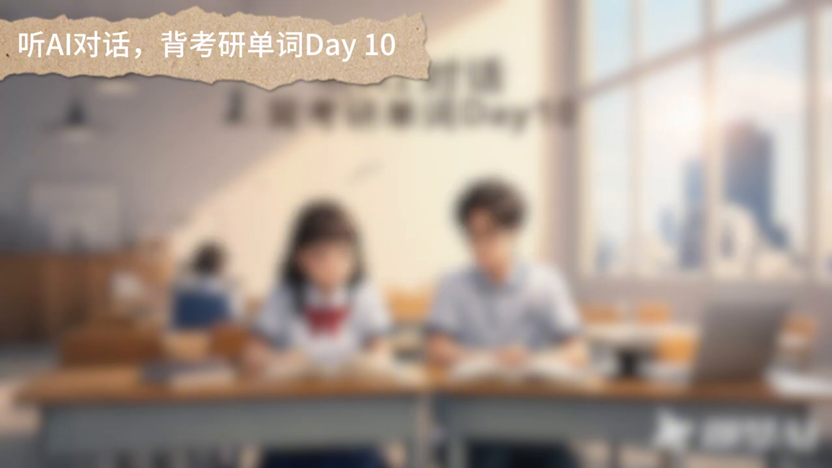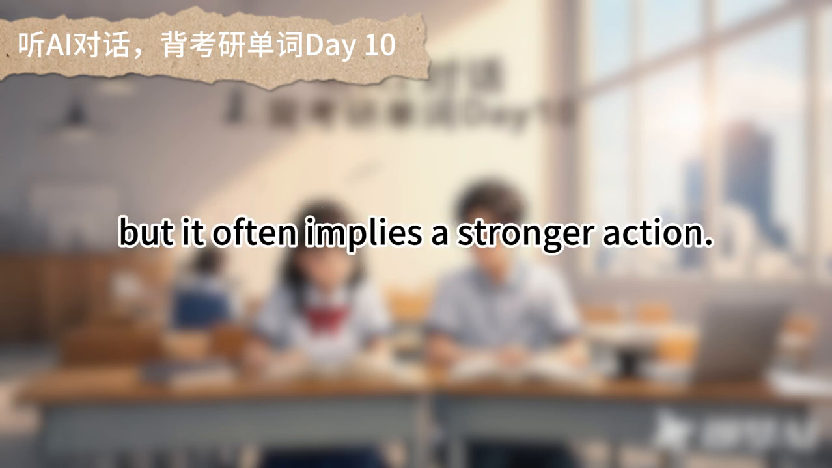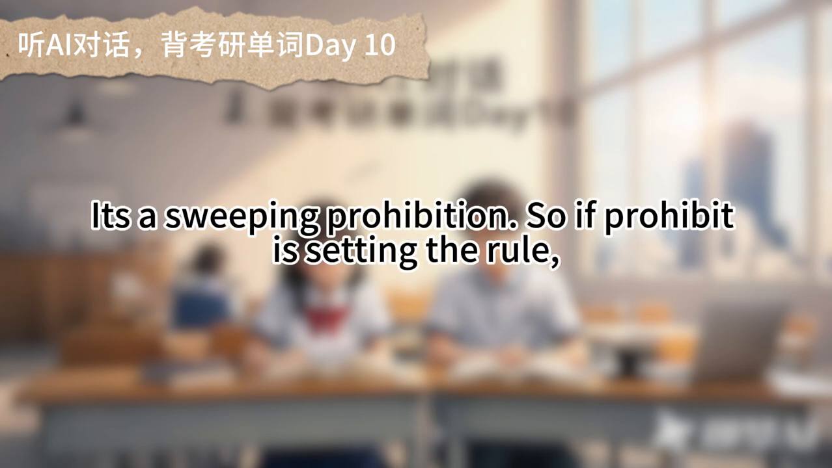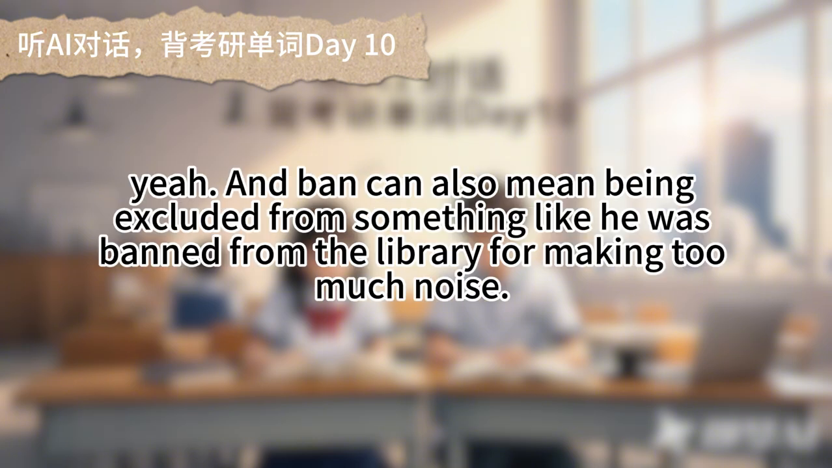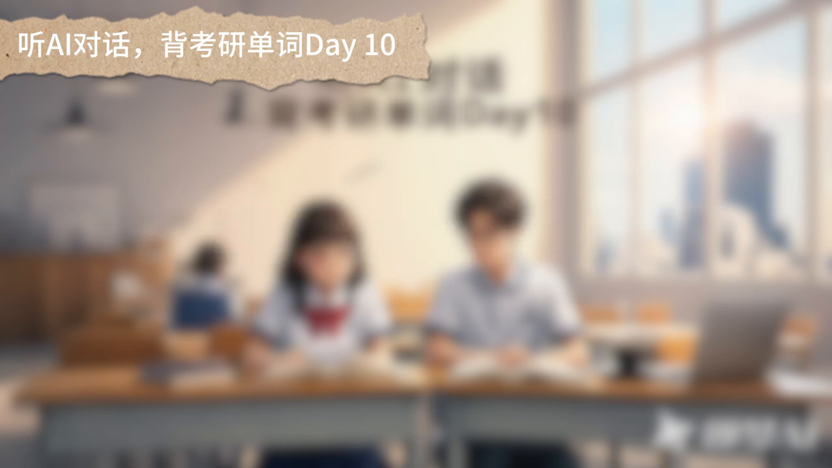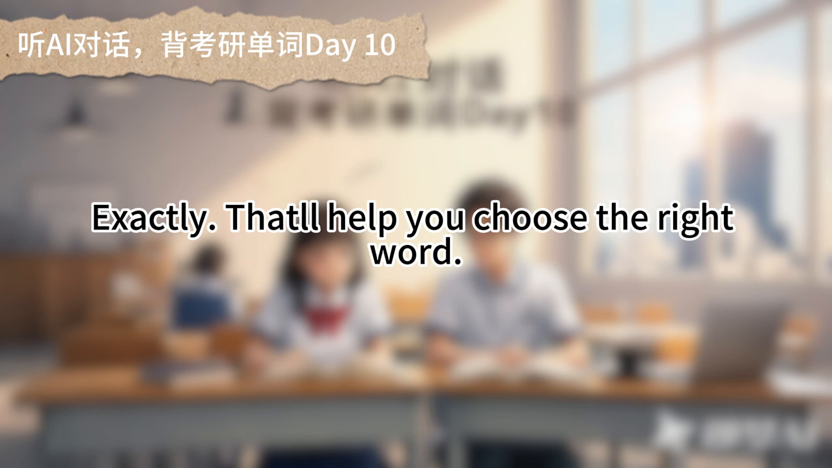Right. Then there's ban, which is kind of like prohibit in that it's official, but it often implies a stronger action, like they banned all single-use plastics in the city. It's a sweeping prohibition. So if prohibit is setting the rule, ban is what happens when you break it. Kind of, yeah. And ban can also mean being excluded from something, like he was banned from the library for making too much noise. So for the exam, the trick is figuring out who's doing the stopping. Is it a formal authority or is it more personal? Exactly. That'll help you choose the right word.